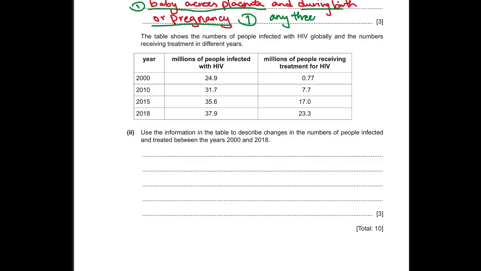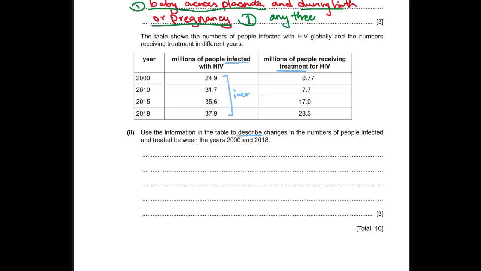The table shows the number of people infected with HIV globally and the numbers receiving treatment in different years. So we can see the years and the million of people infected with HIV and the million of people receiving treatment for HIV. Use the information in the table to describe changes in the number of people infected and treated between the years 2000 and 2018. So we have to describe the changes, which means we have to describe the table.